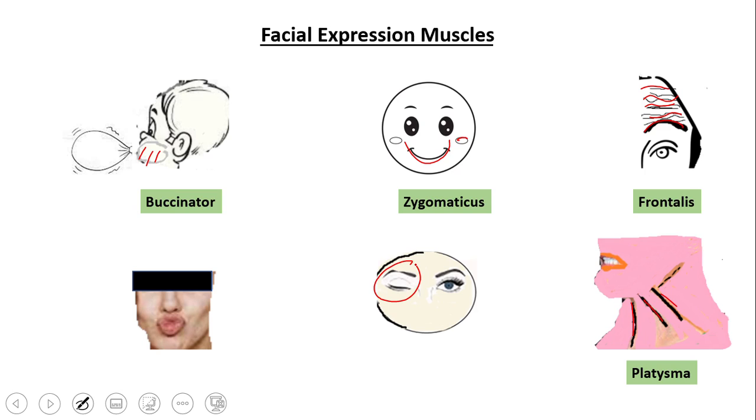It is a circular muscle around the eye, orbicularis oculi. The kissing muscle is the circular muscle around the mouth, which is orbicularis oris muscle.